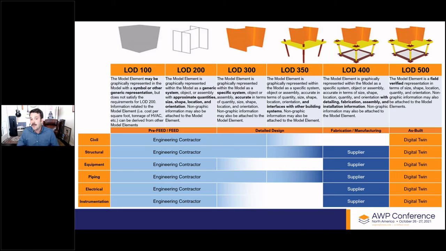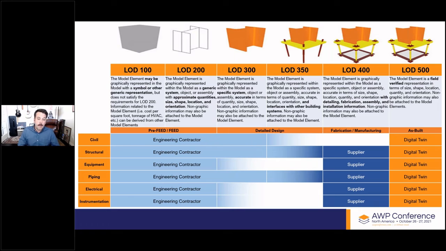And then as you get into detailed design, you move to the LOD 300 and 350. And then as you move into fabrication and working with your supply chain, you're moving into an LOD 400. And then LOD 500 is simply field verified. And so this really defines your as-built model that can be used to support digital twin initiatives by owners.